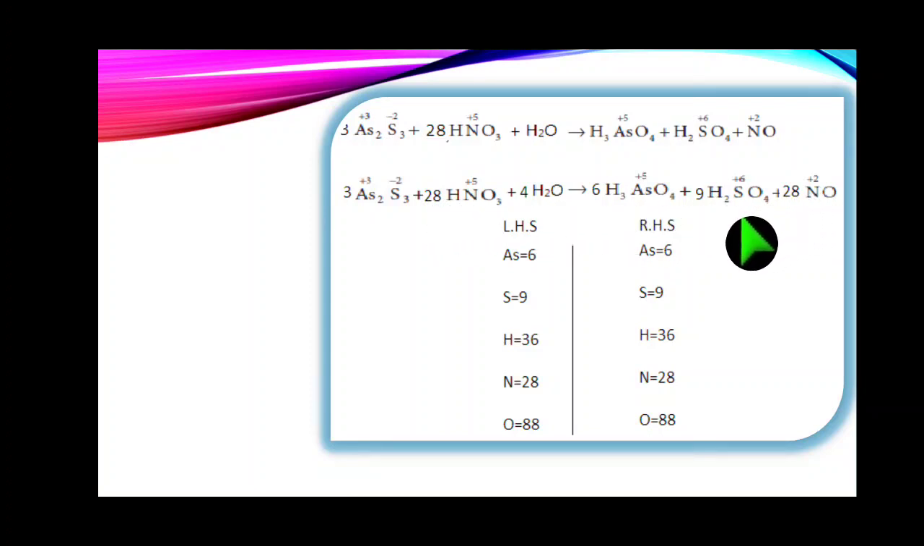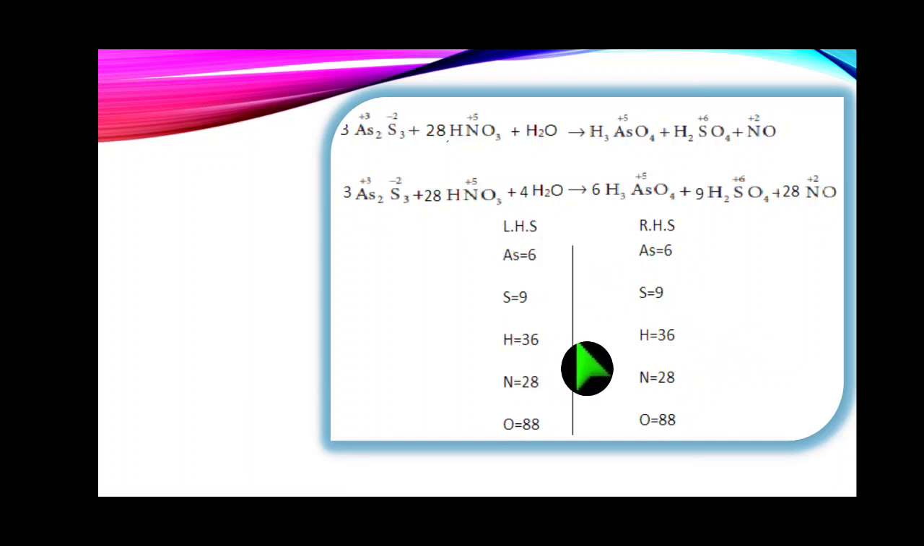Then hydrogen. Here 6 H3, so 18. 9 H2, here also 18. 18 plus 18, 36 hydrogen on the right side. On the left side here 28 hydrogen. After writing the 4 H2O, that means 8. So 28 plus 8, 36. So left side hydrogen and right side hydrogen are balanced.